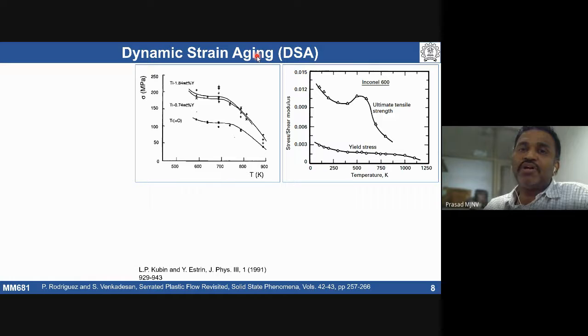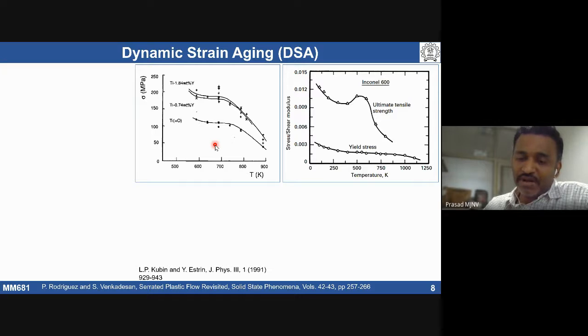Another important one: some materials will also show serrations in stress strain curves. The stress strain curves will have certain serrations when you deform a material in this temperature range. We do see serrations forming in the stress strain curves.